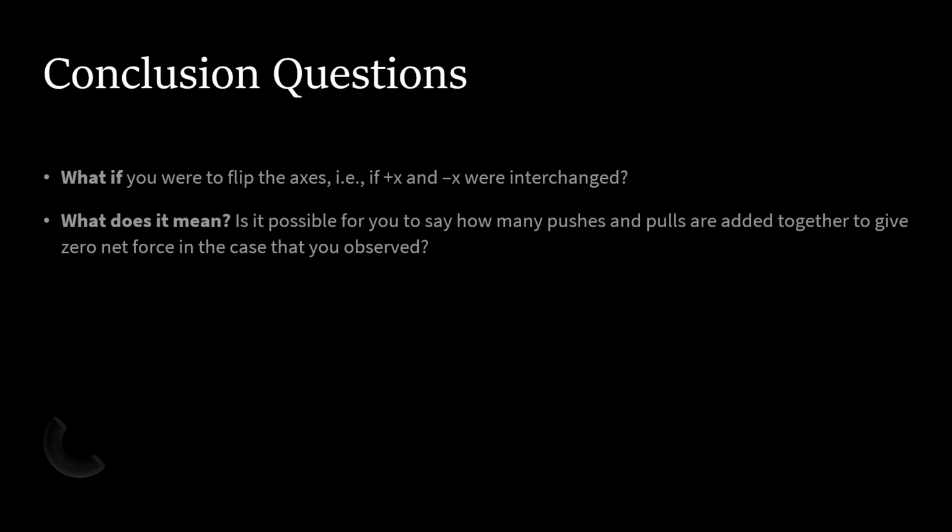For the second question, it is not possible to determine exactly how many pushes and pulls were added together to give 0 net force because we examine the system as a whole, and the system in this case is just a marker, but we didn't look at individual forces acting on it. So we just know that the net force is 0, which is why the velocity stays constant.